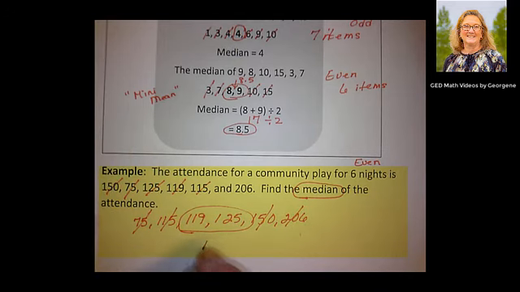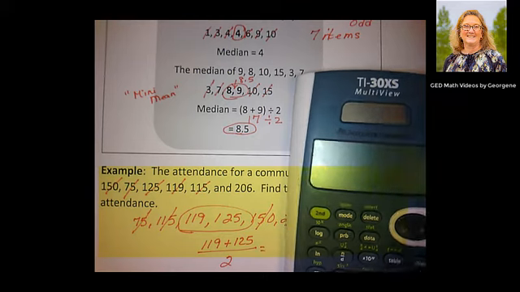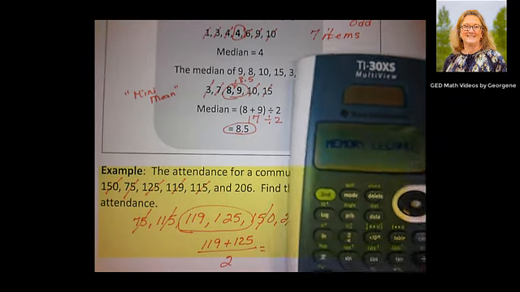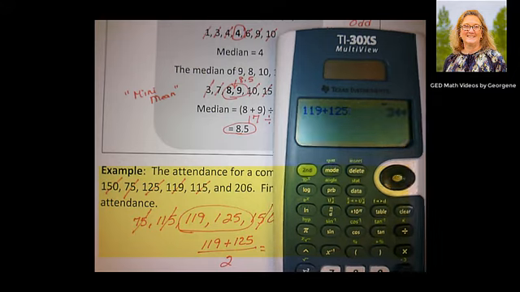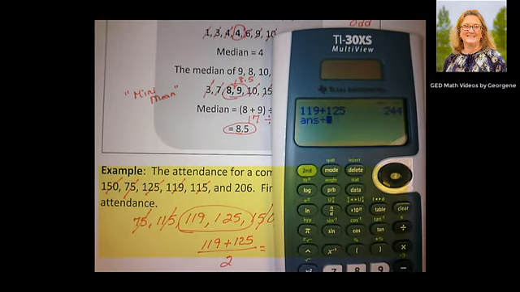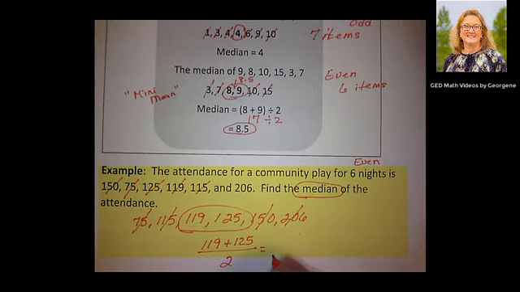We're going to take 119, add 125, and then divide that by 2. And where's my calculator? Here it is. So let's go ahead and use our calculator to do that. I'm going to turn it on, and clear the memory. We've got 119 plus 125, and that gives us 244. But now we're going to divide that by 2. And so the mean of those 6 nights is going to be 122. And that is our median number.